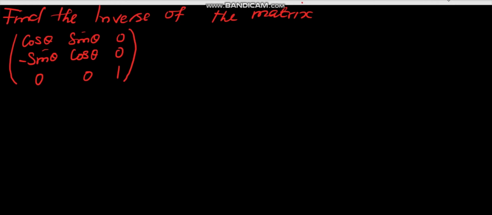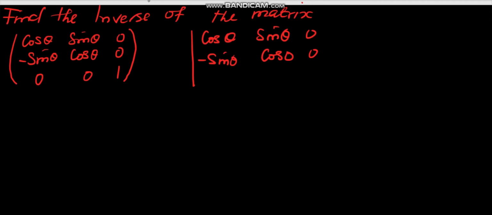Okay, so now, the determinant of this matrix here, we have cos theta, sin theta, 0; negative sin theta, cos theta, 0; 0, 0, and 1 like this. Here, we're going to use this third column, so we note that the signs we're going to use are positive, negative, positive like this.